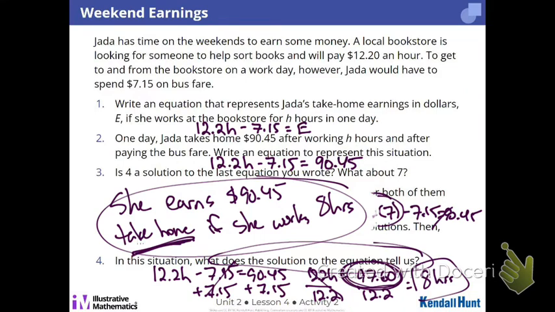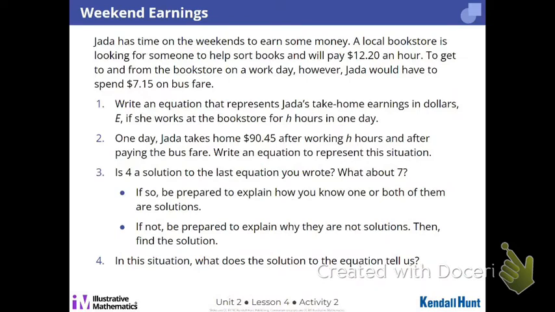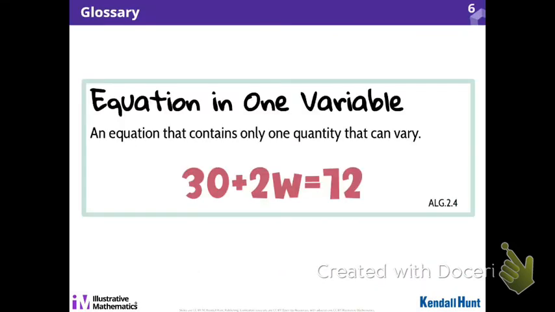There's one variable, so how many solutions are there? One. There's only one number of hours where she leaves with $90.45. 8 hours, that's it. There's no other way. Okay? So what we're going to look at next is what happens if there are 2 variables.